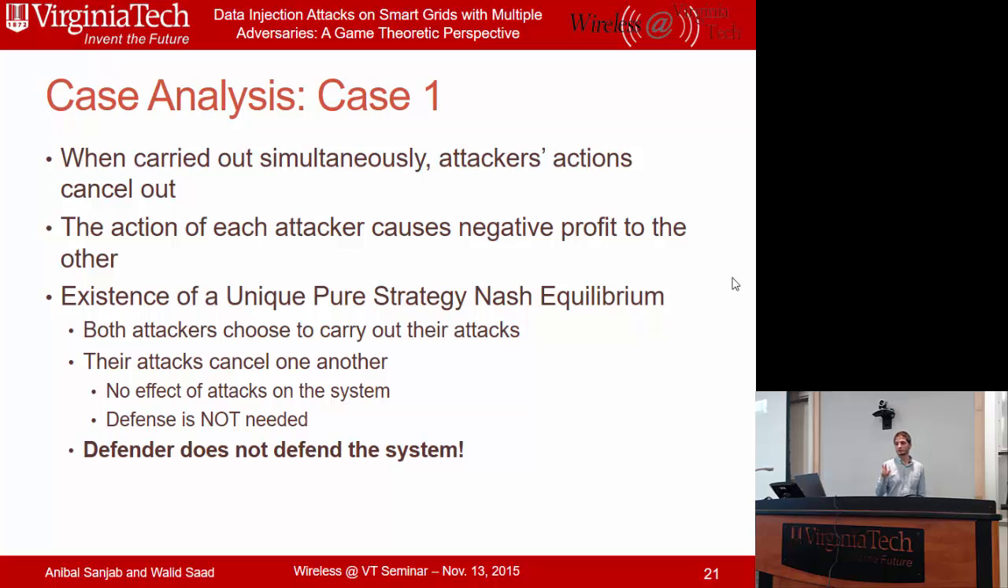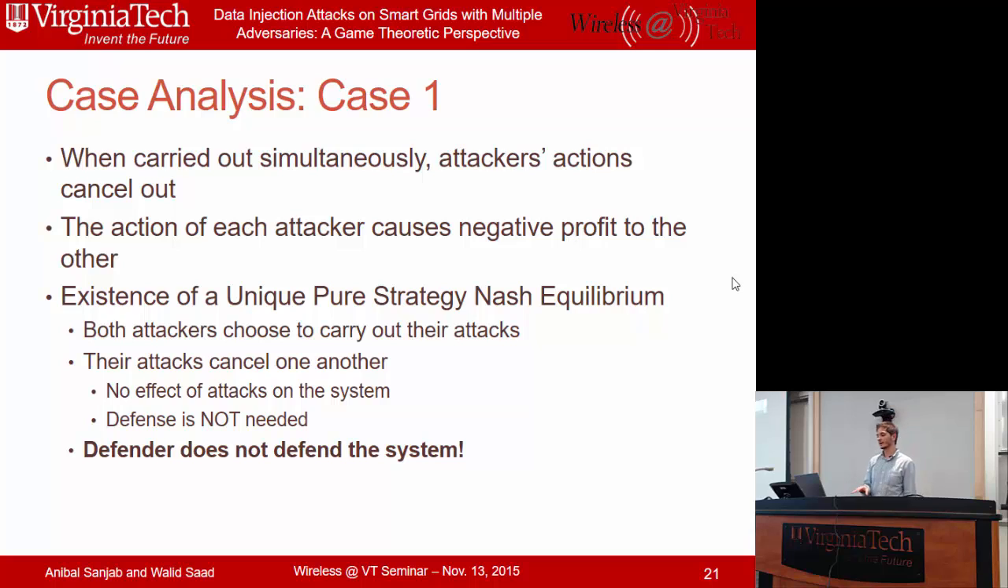We treat two cases. The first case is based on proposition 1: when there are two attackers and they both carry out their attacks, their attacks actually cancel each other out. The second one is based on the second proposition, showing that the action of each attacker affects the other attacker negatively. So if one attacker is not doing anything and the other attacker is carrying out an attack, this will affect the attacker not doing anything negatively.